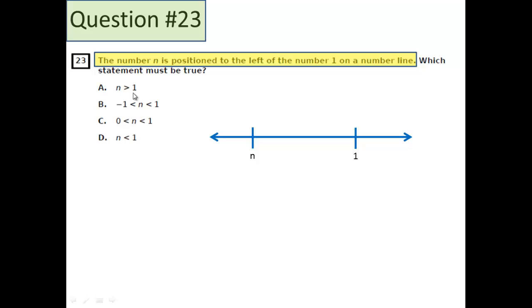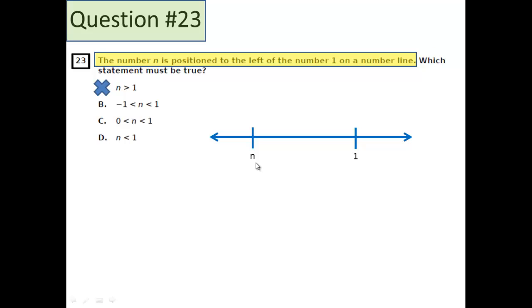N is greater than 1. I'm thinking of numbers that are greater than 1. 2, 3, 4. All of those are over there. In fact, greater than means further to the right on the number line. N is not further to the right, it's further to the left. That answer is wrong.